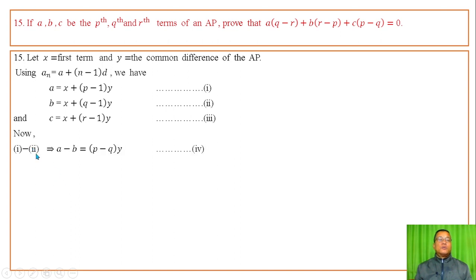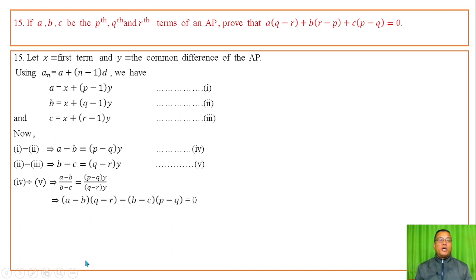Subtracting equation 2 from equation 1, we eliminate X, giving equation 4. Subtracting equation 3 from equation 2, we eliminate X, giving equation 5. Now we divide to eliminate Y. Dividing equation 4 by equation 5, we have this. Cross multiply, we have this.